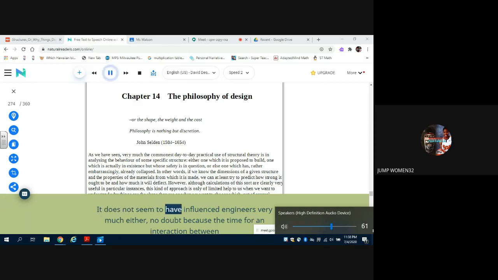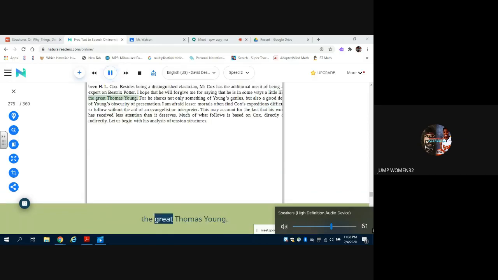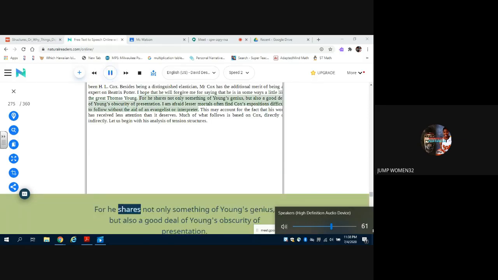It does not seem to have influenced engineers very much either, no doubt because the time for an interaction between the great Thomas Young, for he shares not only something of Young's genius, but also a good deal of Young's obscurity of presentation. I am afraid lesser mortals often find Cox's expositions difficult to follow without the aid of an evangelist or interpreter. This may account for the fact that his work has received less attention than it deserves. Much of what follows is based on Cox, directly or indirectly.